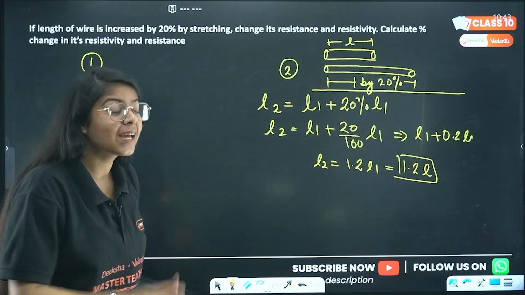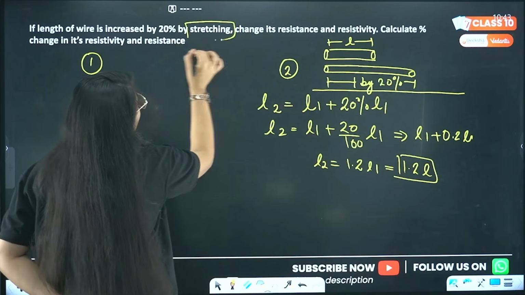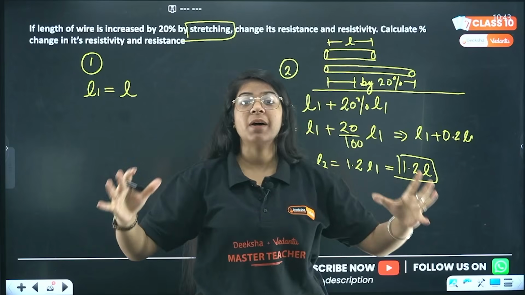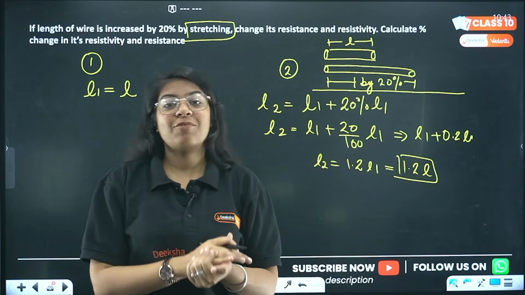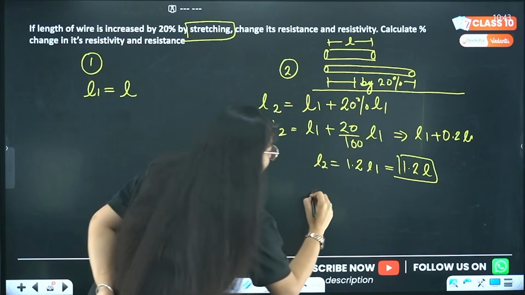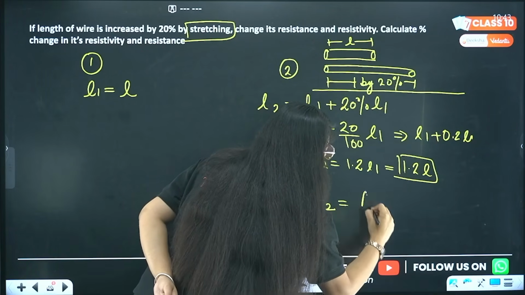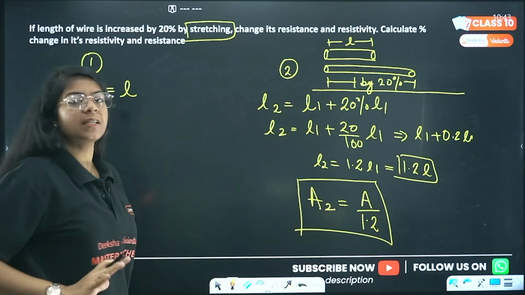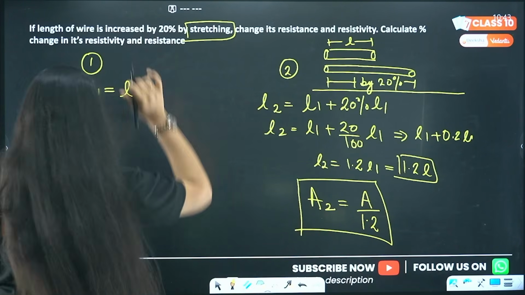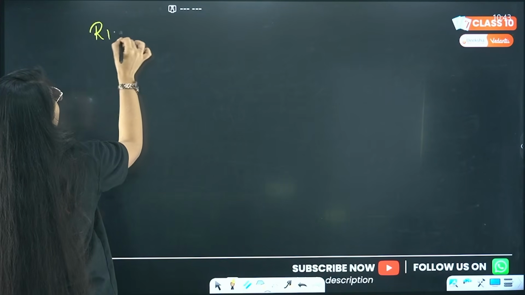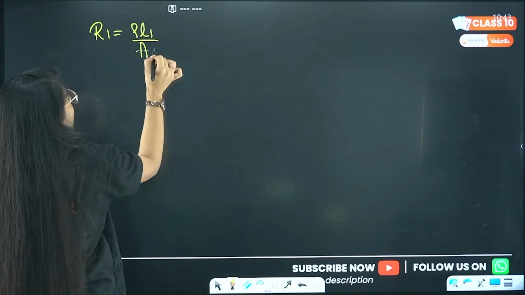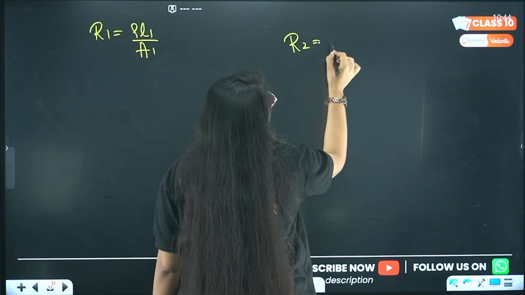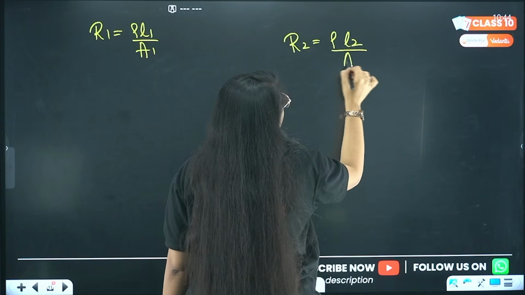Now the keyword here is stretching, and we know that if the wire is stretched, it means length increased, but area decreased by the same factor. That means area decreased by 20% as well. So A2 will become A divided by 1.2. Understood? So this is our final statement. Now we have to find resistance first. So resistance R1 will be rho L1 divided by A1. This was before stretching. After stretching, R2 will be rho L2 by A2, correct?